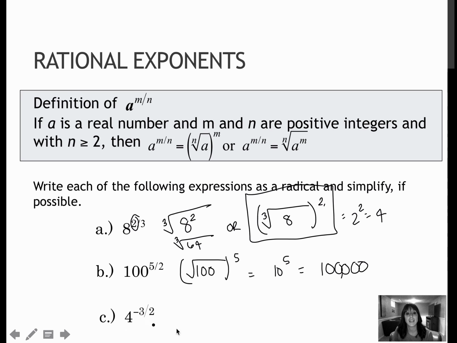Last one, 4 to the negative 3/2. We haven't dealt with any negatives yet. Negative means that it is the reciprocal, and so it's like 1 over the square root of 4 cubed. So again, that negative means it's in the wrong spot, so put it on the bottom, and then it's the square root of something to the 3rd. So the square root of 4 is 2, 2 cubed is 8, so it's 1/8.